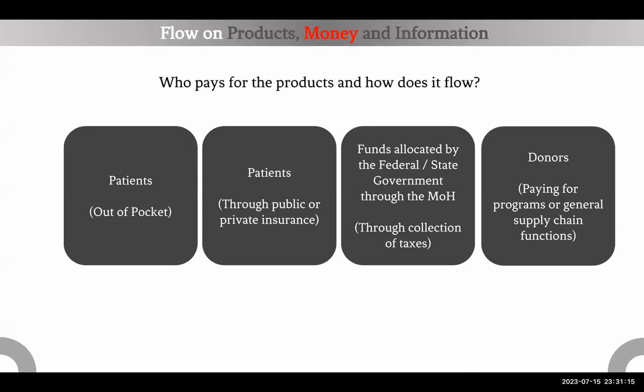So there are four typical pathways of how medical products are financed. One is definitely directly by the patient, which we call out of pocket. It can also be through insurance. It is still by the patient because the patient is paying the premium for the insurance, but the premium is far less than the actual value of the insurance.